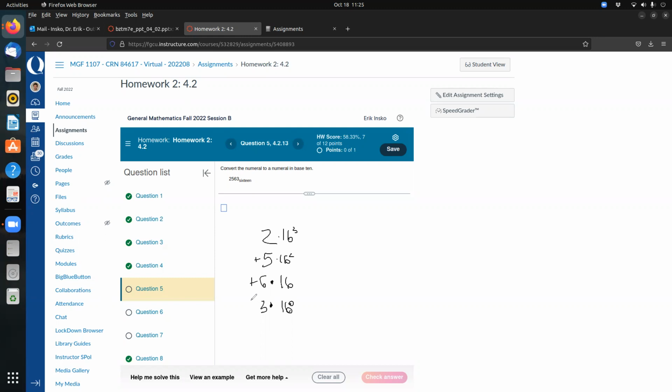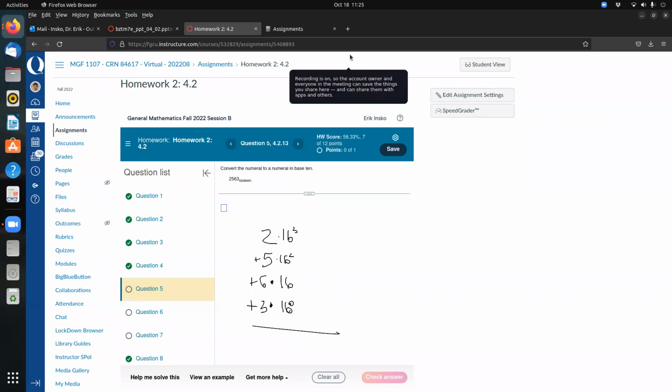Okay, so this is just like what we do with base 10. If you saw 2, 5, 6, 3 in base 10, you would say 3 times 10 to the 0 plus 6 times 10 to the 1 plus 5 times 10 squared and 2 times 10 cubed. So anyways, 2 times 16 cubed plus 5 times 16 squared plus 6 times 16 plus 3.